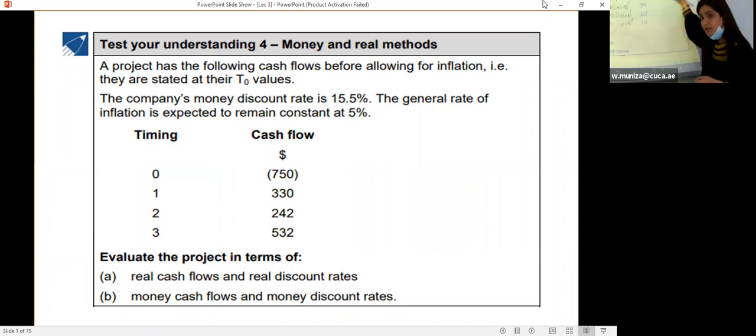As I told you, we are going to use the formula of 1 over (1 plus r) raised to the power n. So at the 0 term, it is going to remain 1. Then for every cash flow, 346 multiplied by 1 over (1 plus r). Which rate are we going to use? Money rate. That is 15.5%, raised to the power 1. Then 267 times 1 over (1 plus 15.5%) raised to the power 2. 616 multiplied by 1 over (1 plus 15.5%) raised to the power 3. Like this you are going to do.